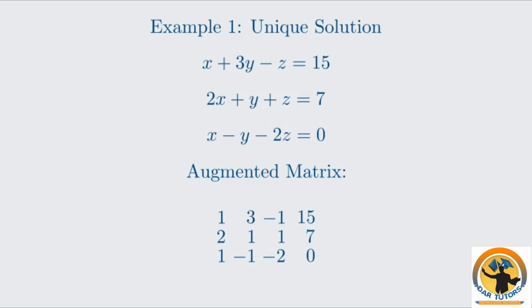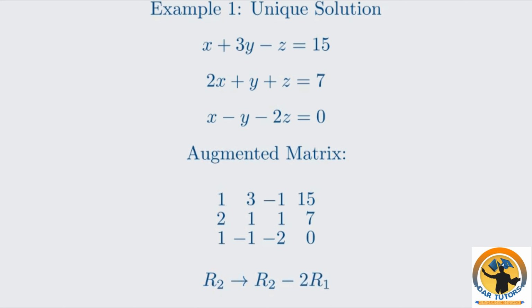Our goal is to transform this matrix into row echelon form, where we have ones on the main diagonal and zeros below them. We do this using three types of row operations: swapping two rows, multiplying a row by a non-zero scalar, and adding a multiple of one row to another.